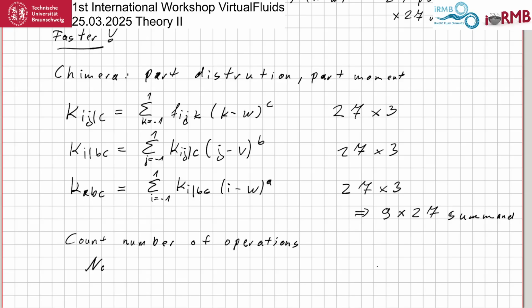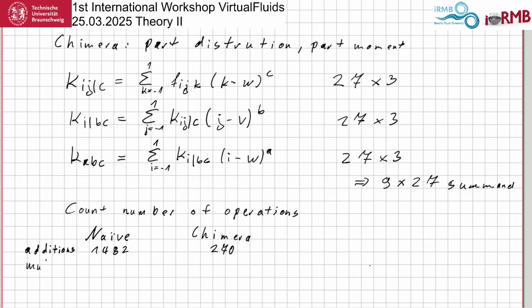So I count the number of operations. So the naive one and the chimera one. So in terms of additions, we get 1,482. This is what you have to do when you do the naive summation. There are 270 in the chimera transform.